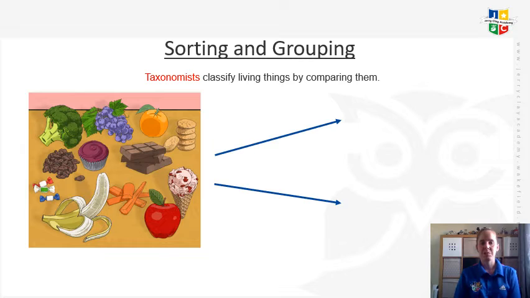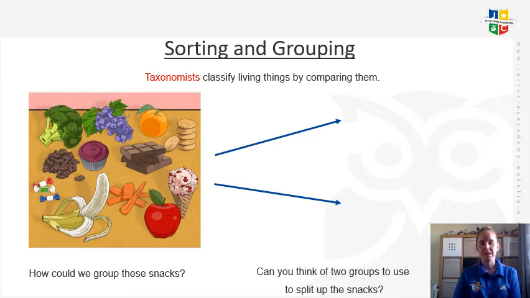So for this example now, we're going to sort and group or classify some snacks. And as you can see on the screen there are lots of different ones. I want you to think about now, how could we group these snacks? Any ideas? If not, have a look at the next question to help you. Can you think of 2 groups to use to split up the snacks? So have a look at the snacks in front of you there. Is there any way you can split them into 2 groups where you have some things that are similar, some things that are different?